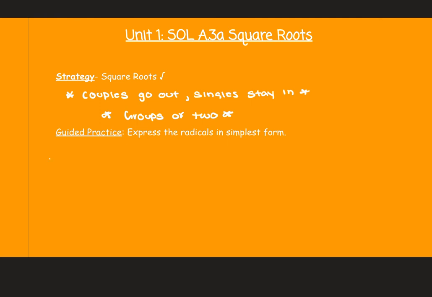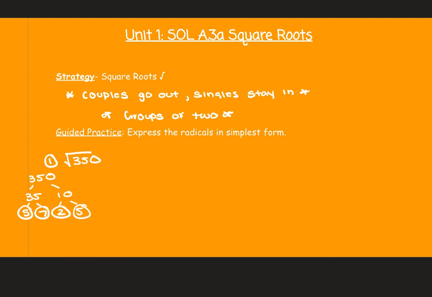For the first example, we have the square root of 350. We're going to break down our 350. I can multiply 35 and 10. 10 breaks down into 2 and 5, so I'm going to circle my 5, circle my 2. 35 breaks down into 5 and 7. Circle my 7, circle my 5. So I've broken down 350 into 5 times 7 times 2 times 5.